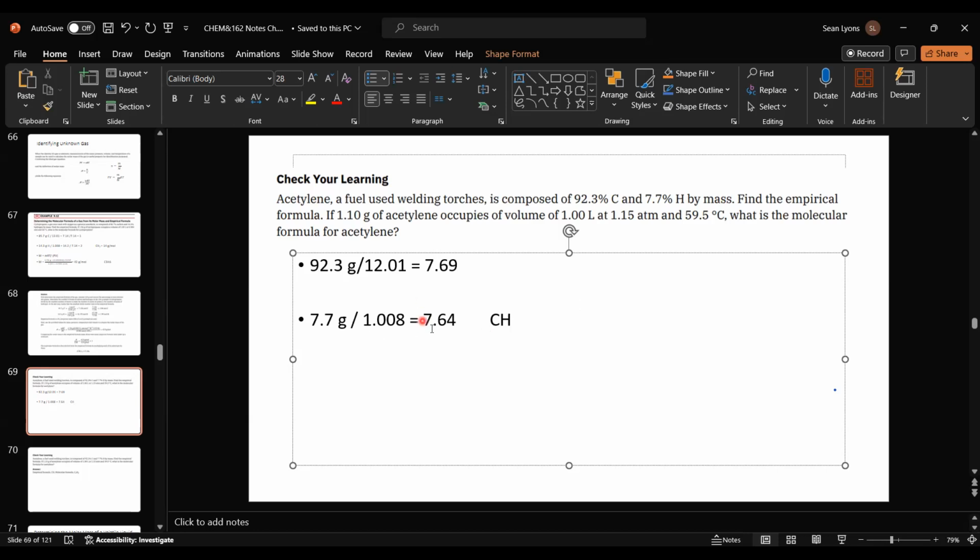So of course, if we divide 7.64 by itself, we'll get 1. And then 7.69 divided by 7.64, we'll get just barely over 1. So we'll just round it to 1. So in the actual molecule, we'll have 1 carbon for every hydrogen.